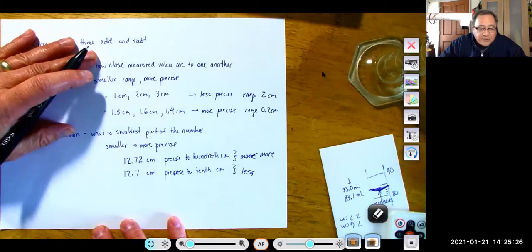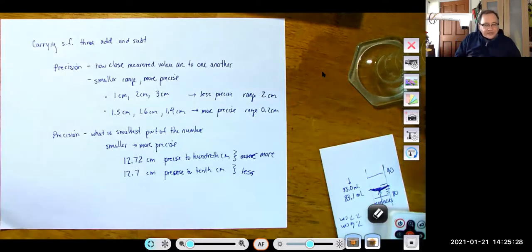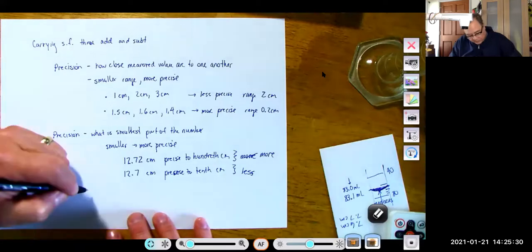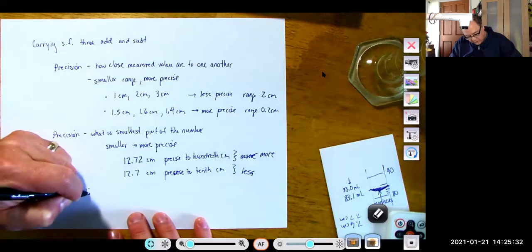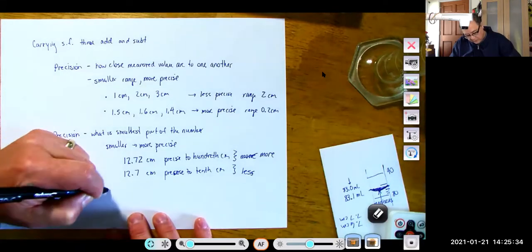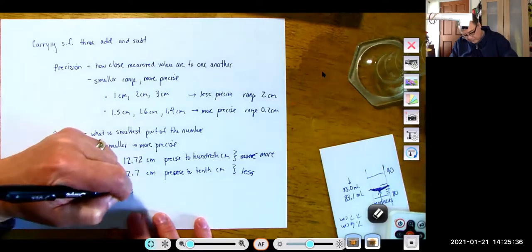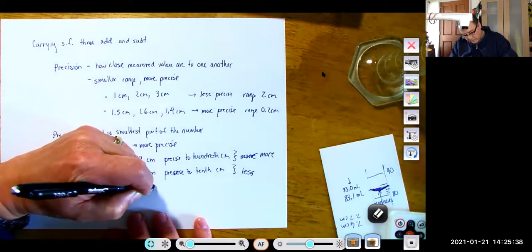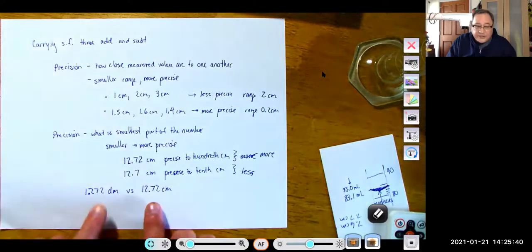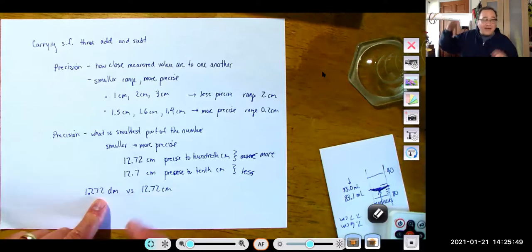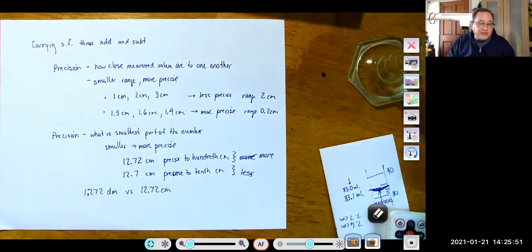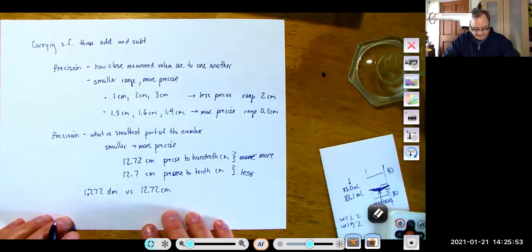Okay, so what I'm going to do now is I'm going to ask you something based on this idea. Which of these two numbers is more precise? Come up with an idea. And once you have an idea, give me a yes, I have an idea. And then I'll let you know which one is more precise.